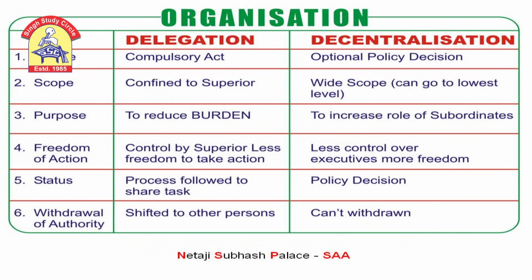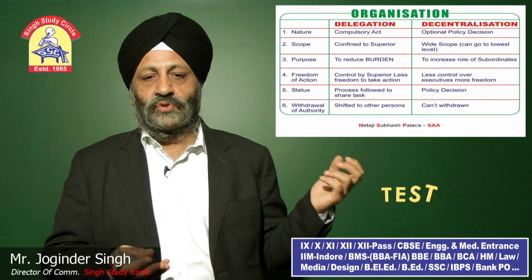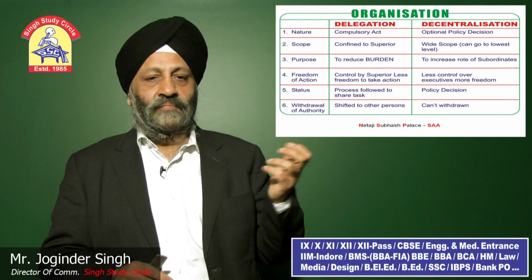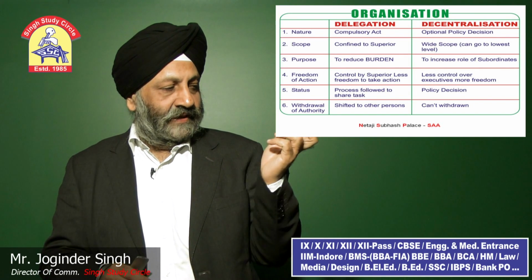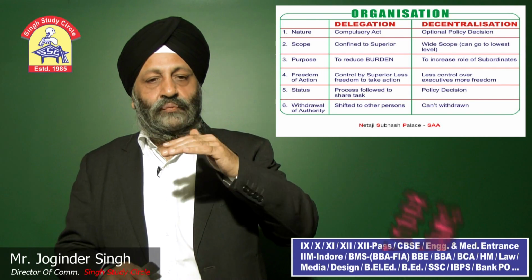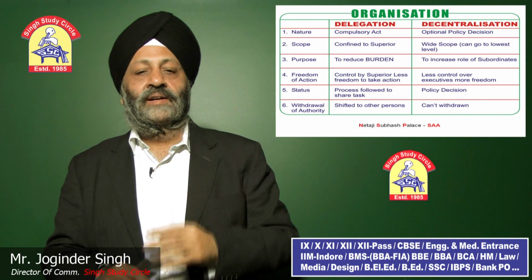Now, the question that normally comes in the examination, as you can see on the screen, is the difference between delegation and decentralization. You can very easily remember this. I have written the code Netaji Subhash Palace, SAA, SA. N for Netaji Subhash Palace means I have written 6 words in red color. Those 6 points you can use as a mnemonic.